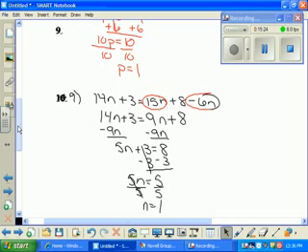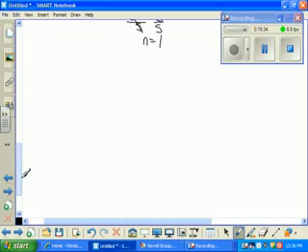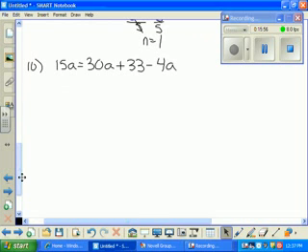How do we do with that one? Yes, sir. I combined different like terms, but I still got the same number. You can do it more than one way. Okay, last one. 10. What's it say? 15a equals 30a plus 33 minus 4a.